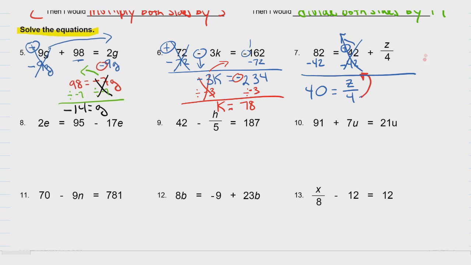And we just talked about this, that z over 4 is the same thing as z divided by 4. So you're going to do the opposite operation, which means you're going to times both sides by 4. The 4s are gone. You end up with z equals 4 times 40. All you do is 4 times 4 is 16, and then you add a 0. So 160 equals z. Got to watch my space right here, writing too big. Try to be neater on the next problems.